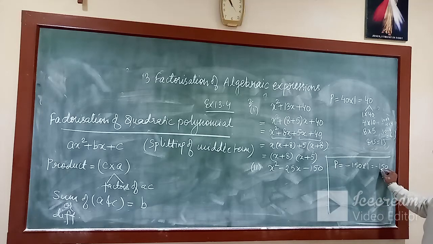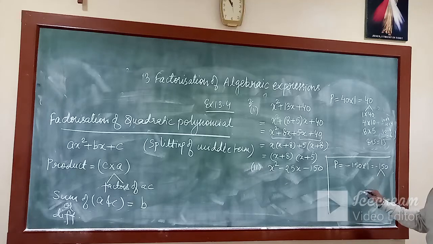Now I have to find the factors of 150 so that I will get this value. So if I write 10 into 15, suppose, so 10 into 15 is 150, but the product is what? Minus 150. Okay, so that minus sign should match.